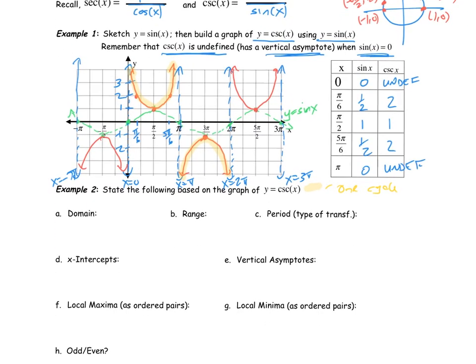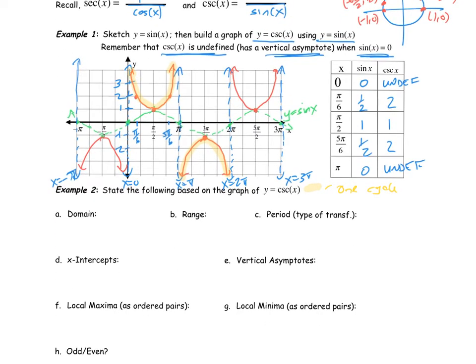Okay, so let's scroll up a bit. So the domain here, just like tangent and cotangent, is not all real numbers because we have vertical asymptotes. So the domain is going to be all real numbers, except we need to exclude values where we have the vertical asymptotes. So x is not equal to, and if we look at our vertical asymptotes, they were at 0, pi, 2 pi, 3 pi. So x is not equal to n pi, where n is an integer.